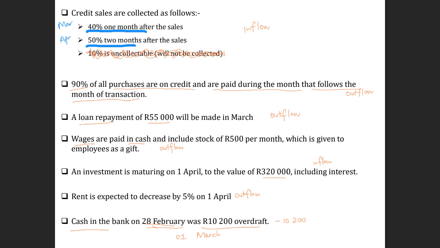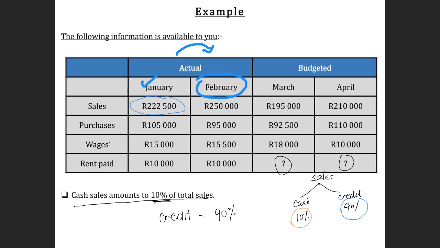So you're going to now go to your schedule. Let's look at what the sale was in Feb. It was 250,000 Rand. We need to work out 90% first, and then work out the 40% that would be paid for in March, and then the 50% that would be paid for in April. So let's go back to our cash budget.